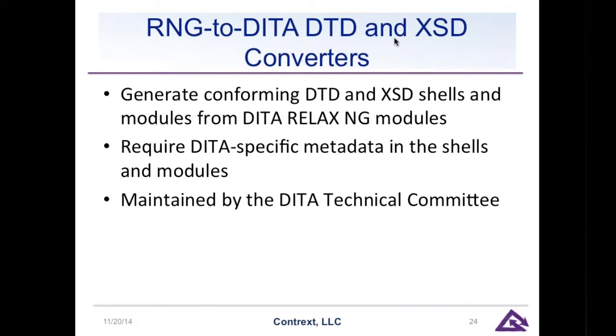As part of the DITA 1.3 work, we've developed some XSLT tools that allow us now to generate the DTDs and XSDs from the RelaxNG. And we're not just generating files that work. We're generating files that themselves conform to the very tedious coding rules that we have defined in the DITA specification for DTDs and XSDs, and now RelaxNGs, right? This does require some DITA-specific metadata in the shells and modules, so we've defined some markup specific to DITA that once that markup's in your files, then the generation will work.